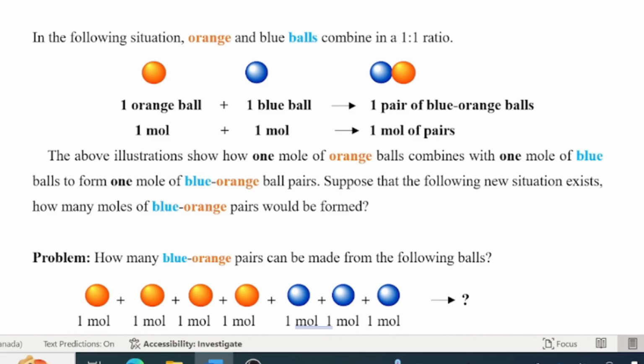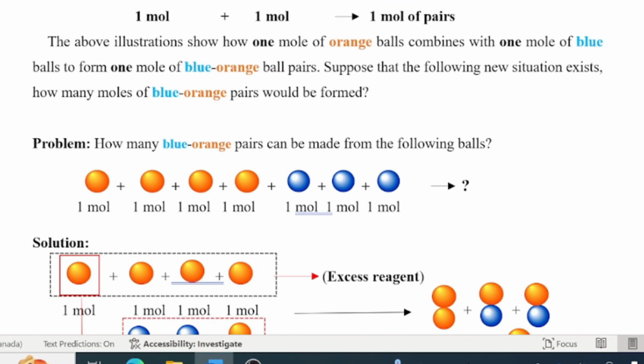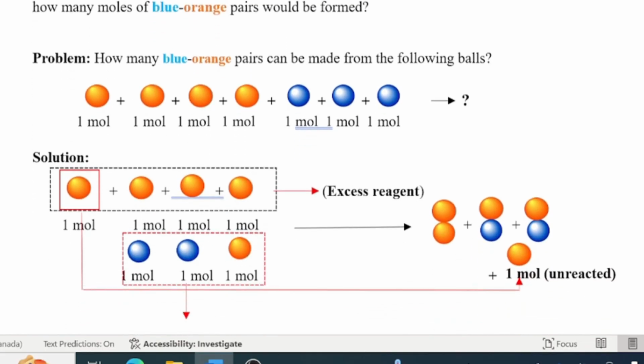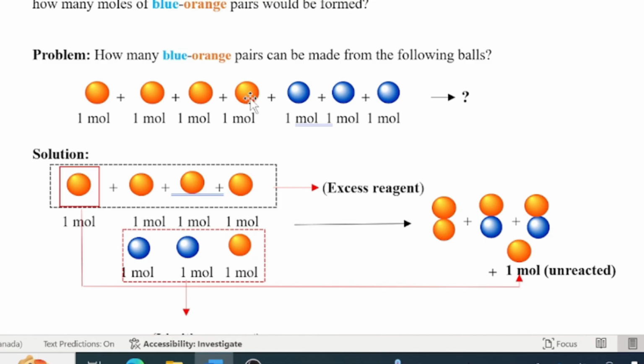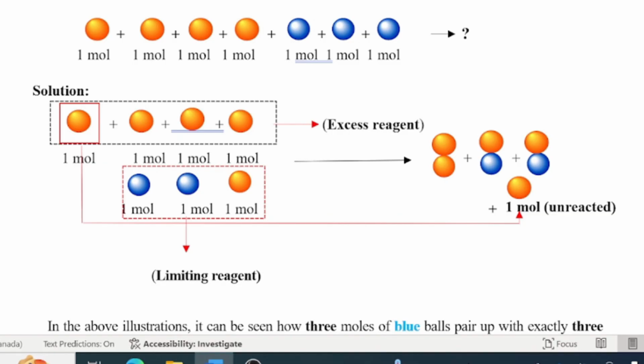Now let's say we have a problem where you're mixing two reagents. Let's say blue and orange balls represent these reagents, and you mix in 4 moles of one reagent that's represented by orange balls, and 3 moles of the other one that's represented by blue balls. Now as you look at that, they're reacting in a 1-to-1 mole ratio. A number of things can be discerned here.